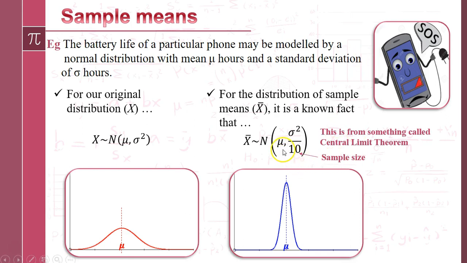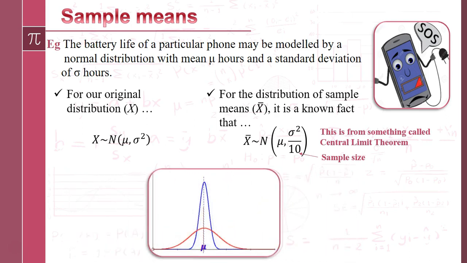It's a given fact that our sample means will have a mean of mu, and they're going to be a lot less spread out. And the measure of their spread is going to be sigma squared over, in this case, 10, which is the sample size. So what you've got is the same mean, but a much, much narrower distribution.